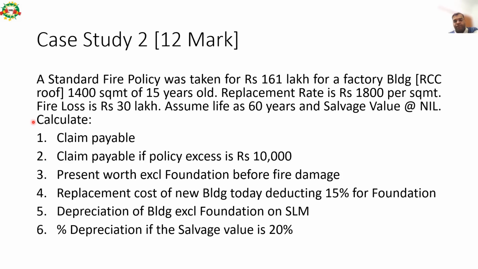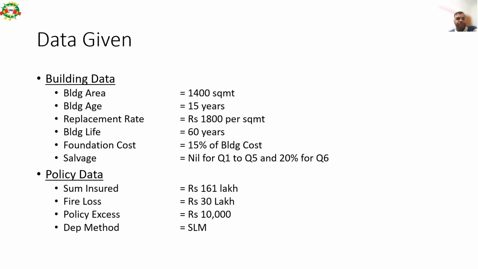So for first 5 questions we will assume 0 salvage, and for question 6 we have to assume 20% salvage value. So first write down the data given in the question and try to bifurcate the data into two groups, building data and policy data, for convenience purpose.